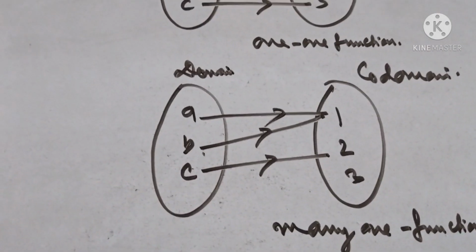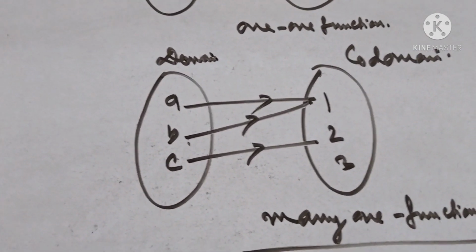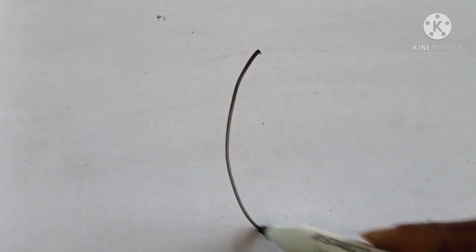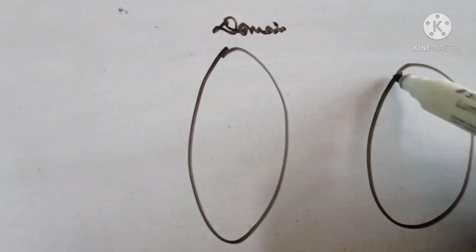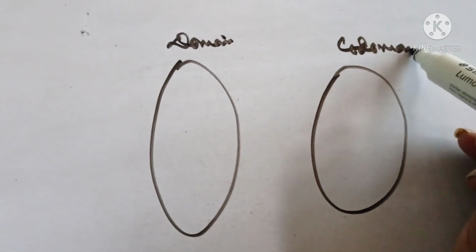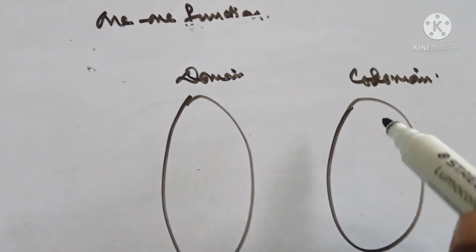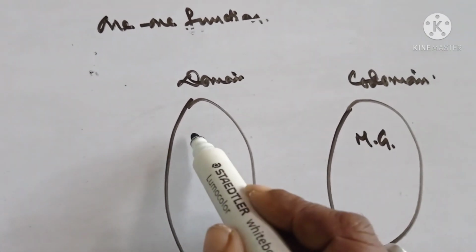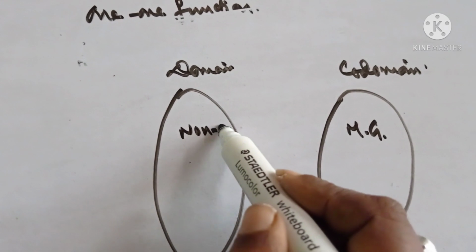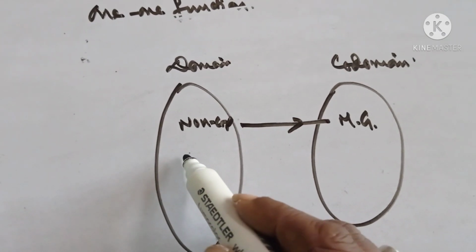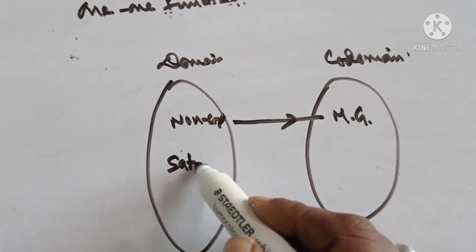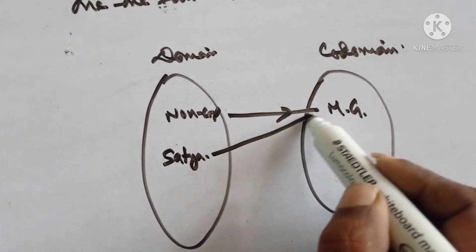Let me make it easier for you to understand the many one function. Let this be your domain and this your codomain. Let this be Mahatma Gandhi, who started the non-cooperation movement, then it is Mahatma Gandhi. Who started Satyagraha, then this is also Mahatma Gandhi.